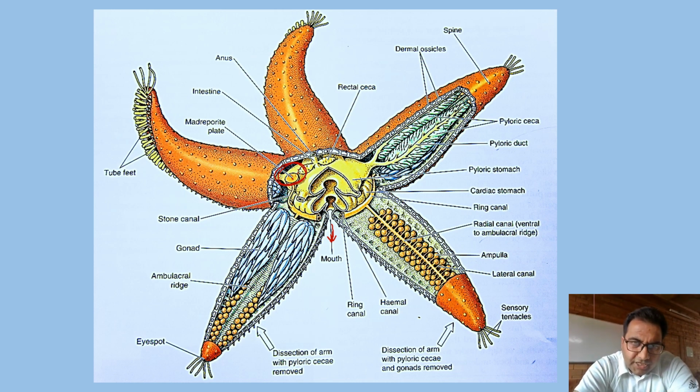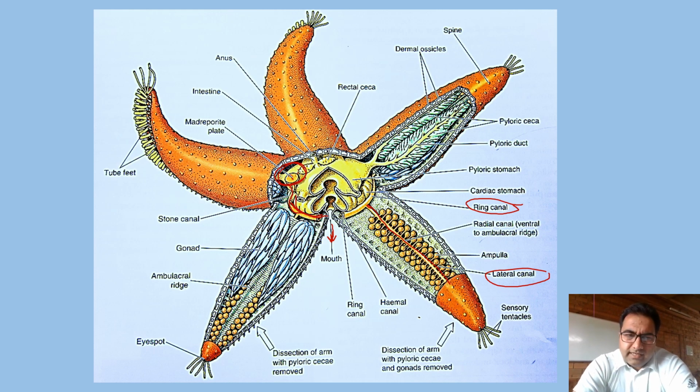So this is the S-shaped stone canal, which leads to the ring canal. So it is the ring canal. Then this very ring canal leads to the radial canal. So we do have the radial canal. Then this very radial canal leads to the lateral canal, and the lateral canal leads to the tube feet. So we do have this very plan in the case of the Asterias.